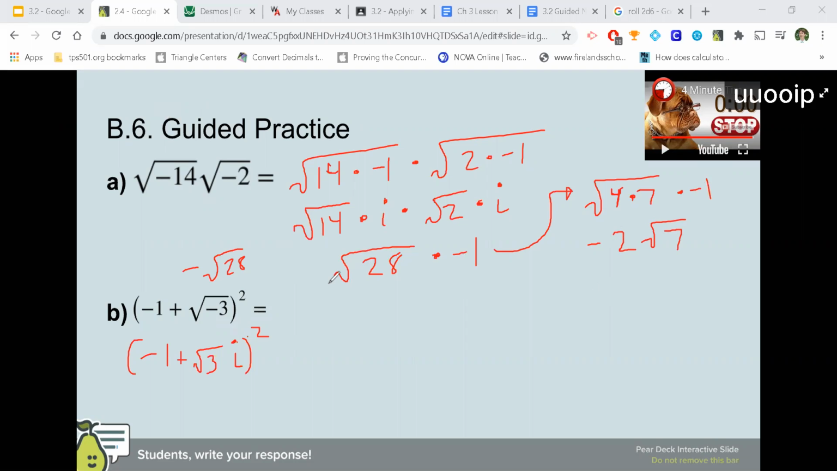All right. Mr. Lake's feeling generous. I will do the second problem for you because it is kind of tough. If you could do this second problem, I think you have mastered the content that I was teaching you today. So keep in mind, whenever you're squaring something, that means you multiply it by itself, right?